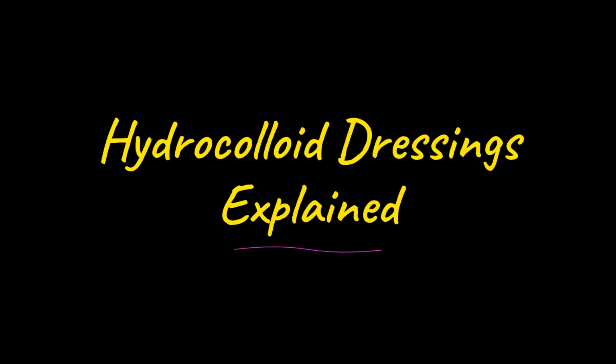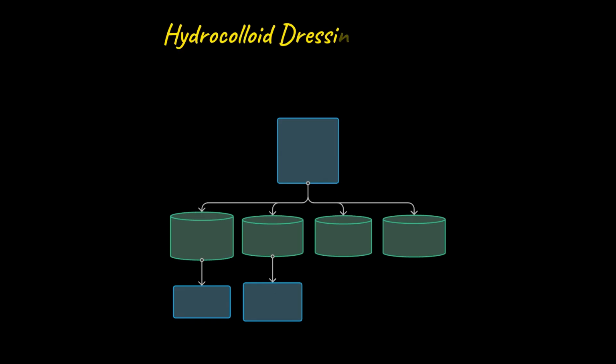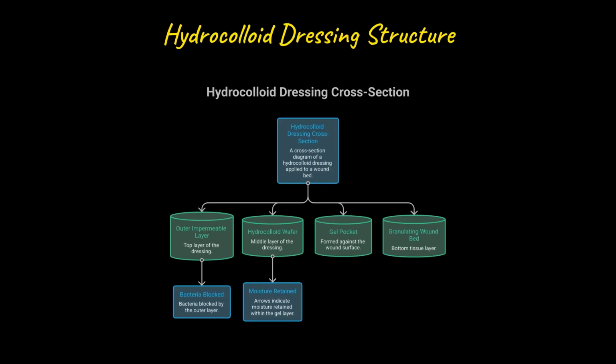Hydrocolloid dressings represent a major advance in wound care, built on the principle that a moist wound heals faster than a dry one. Understanding how they work means understanding the biology of epithelial migration. The dressing has two functional layers. The inner wafer, made of gelatin, pectin, and carboxymethylcellulose, absorbs wound fluid and forms a soft gel that keeps the surface moist. The outer layer is impermeable to bacteria and water, protecting the wound while letting the patient shower normally.